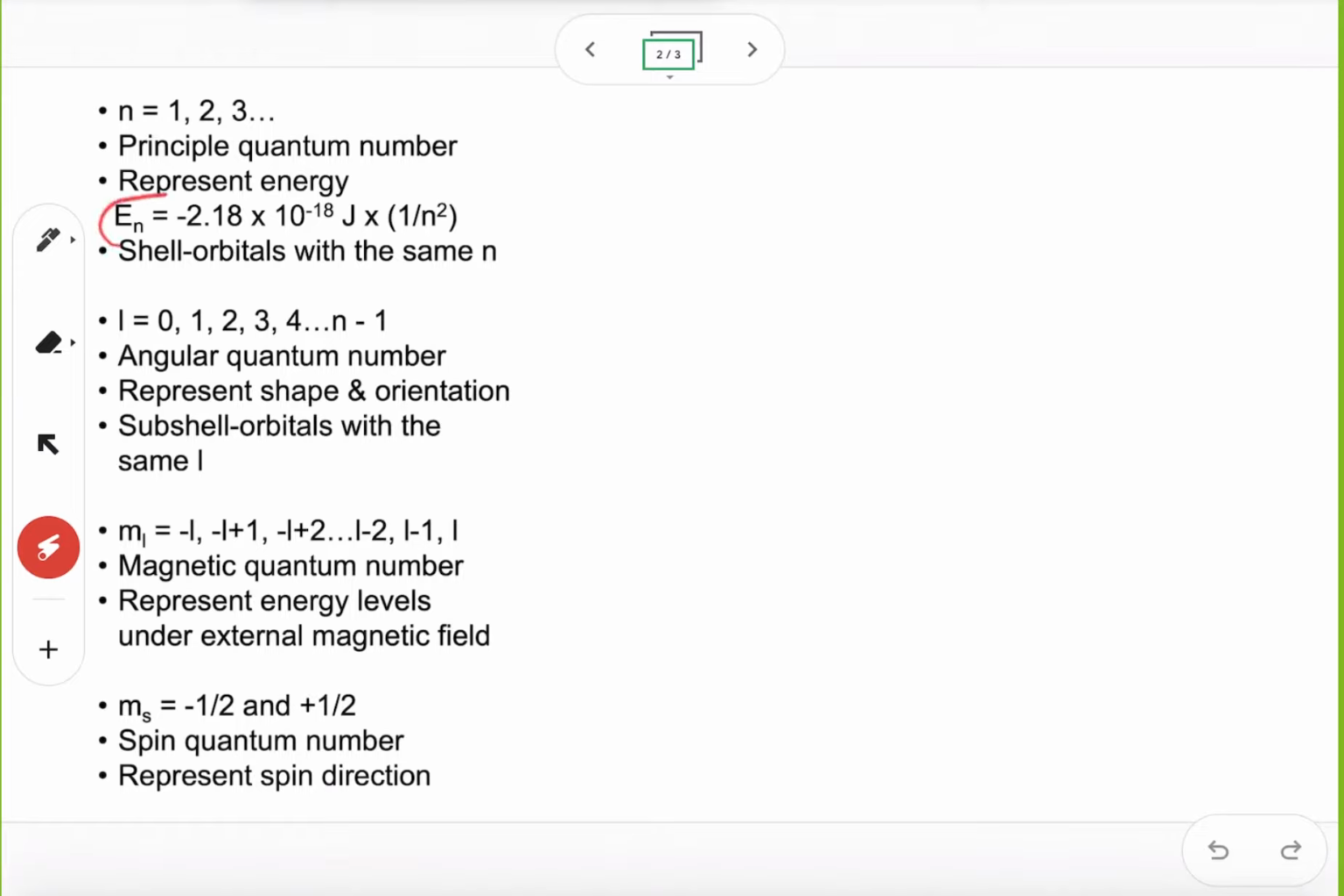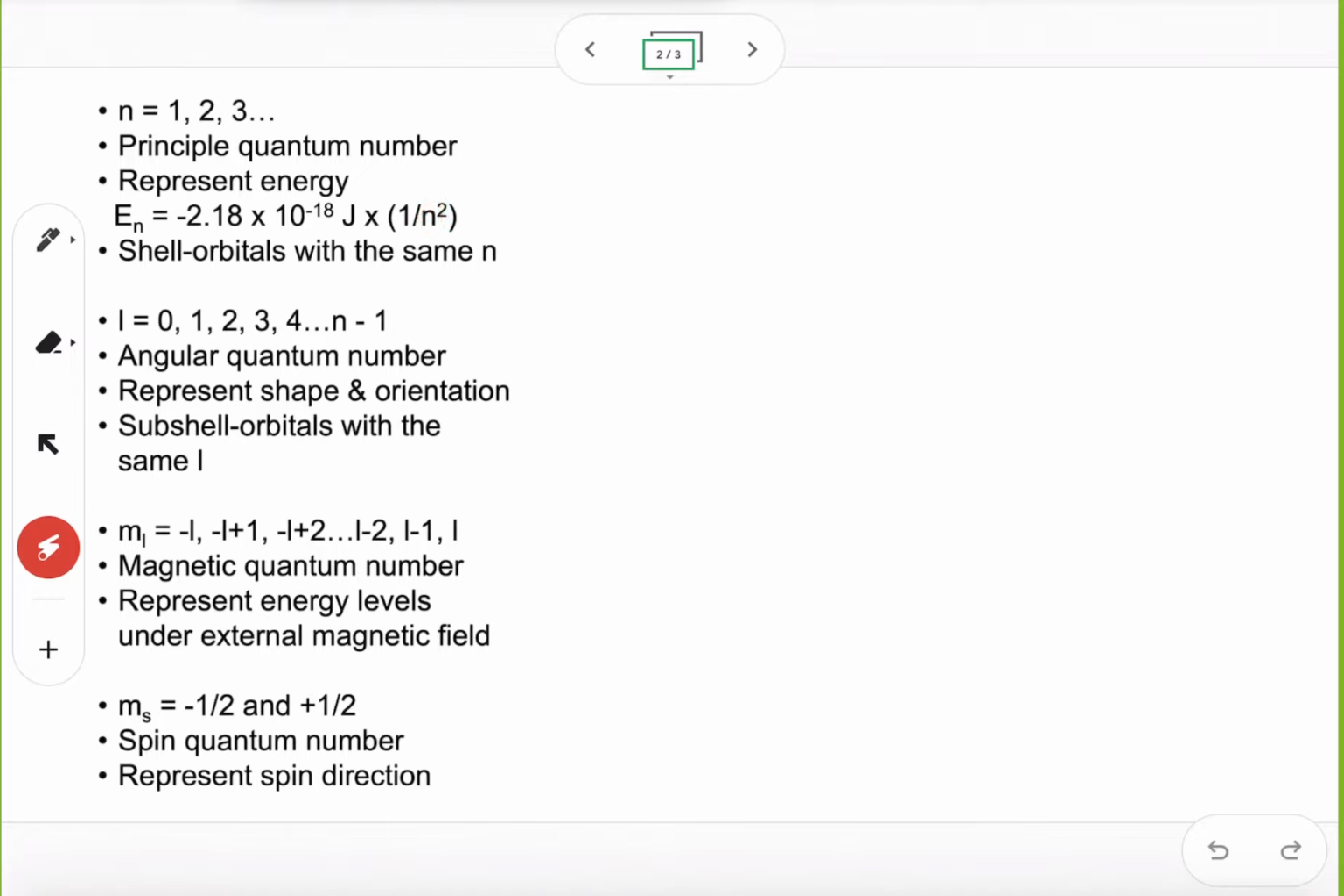This is a calculation equation for the atomic orbital energy. That equals negative 2.18 times 10 to the negative 18 joule times 1 over n squared. So n here is the principal quantum number.